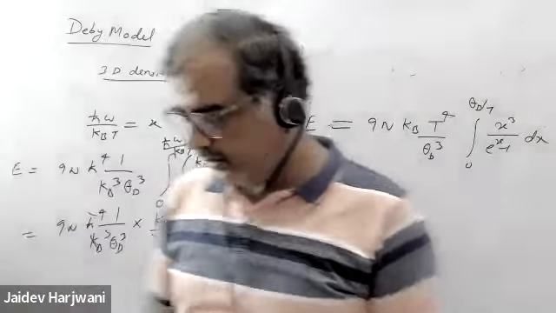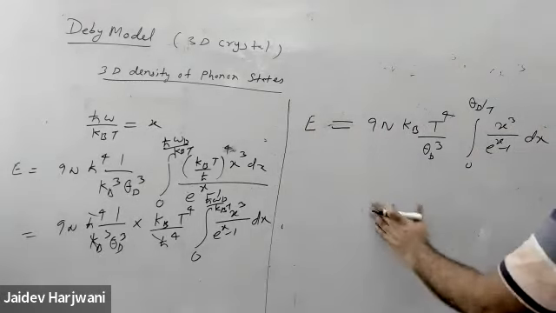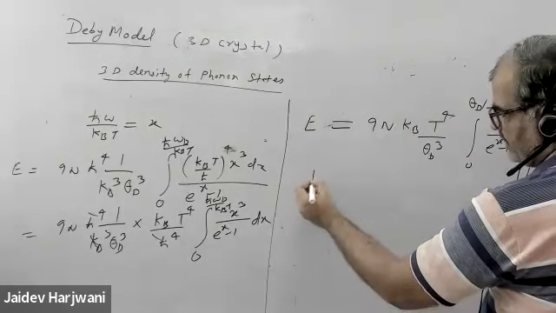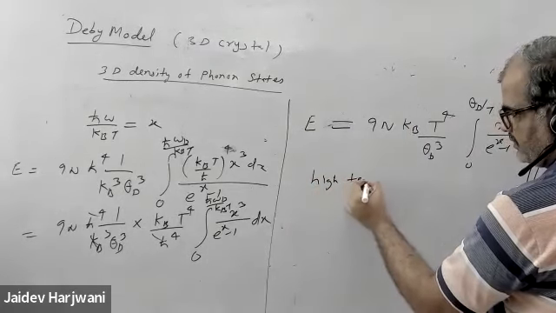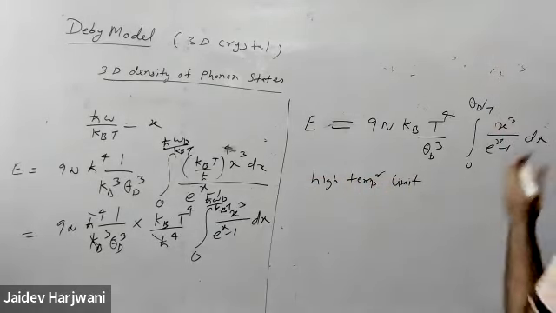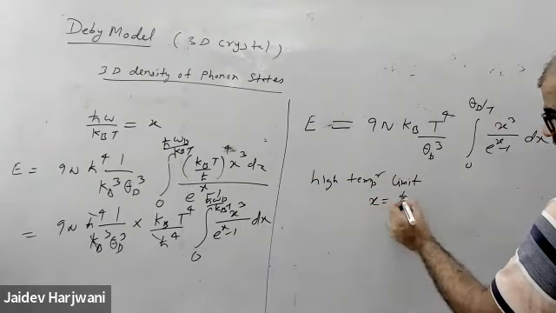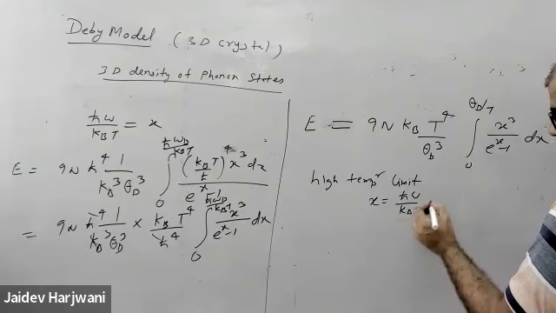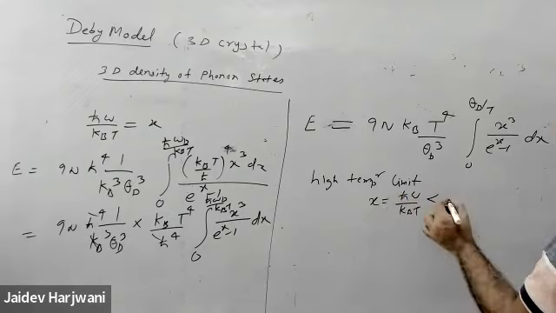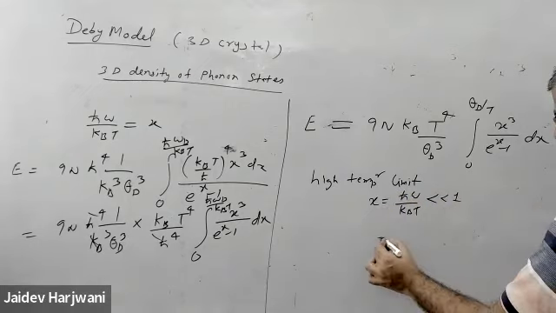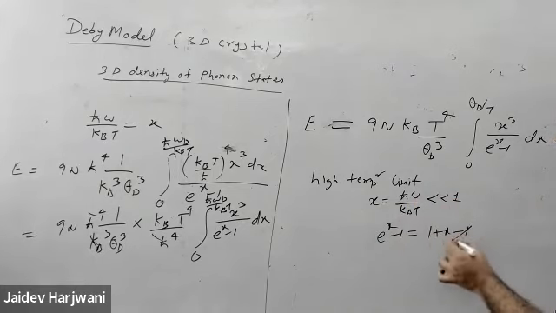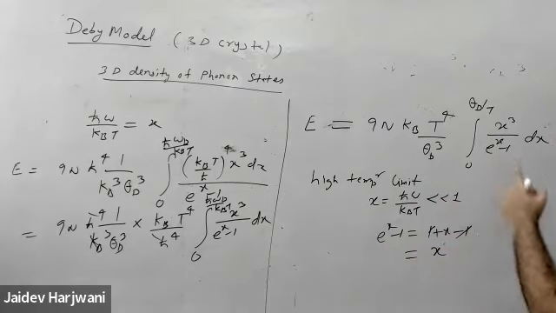Yes, sir. Okay. Now you just apply the low temperature limit and high temperature limit. First apply the high temperature limit, for this energy. If we apply the high temperature limit, we have x equals ħω upon kBT. If T is high, then this expression x will be less than 1. In that case I can write e^x minus 1 equals 1 plus x minus 1, the 1 cancels, so e^x minus 1 is equal to x.